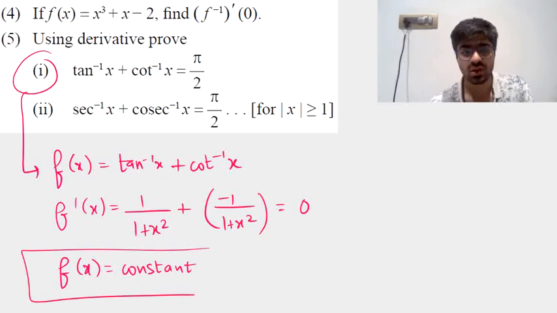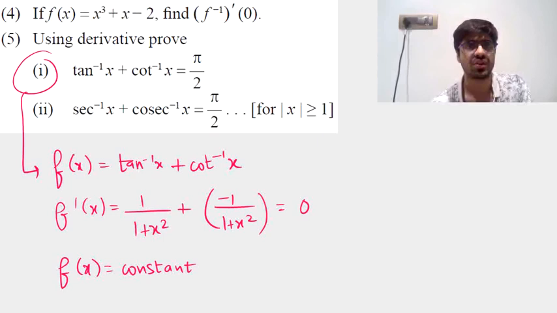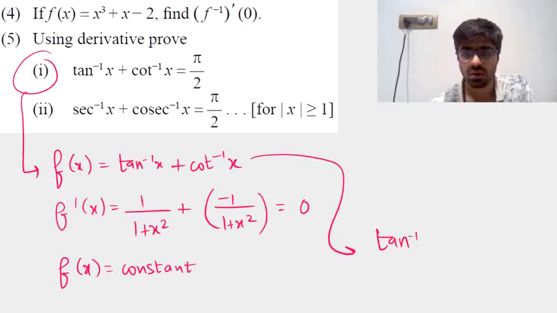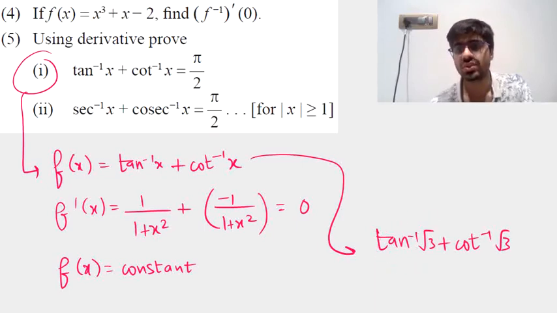Now if f of x is a constant function, what should that constant value be? That constant value will be the same irrespective of whether you take x as 5, 6, 7, 8, 1, 2.5, anything. You can take x as 0 and proceed, but I'll take a value of x like root 3. So when you take x as root 3, you have tan inverse of root 3, which is equal to 60 degrees, plus cot inverse of root 3. Tan inverse of root 3 is 60 degrees, so I can write that as pi by 3. Cot inverse of root 3 will be 30 degrees, and that will be pi by 6. You add them up, you get pi by 2.